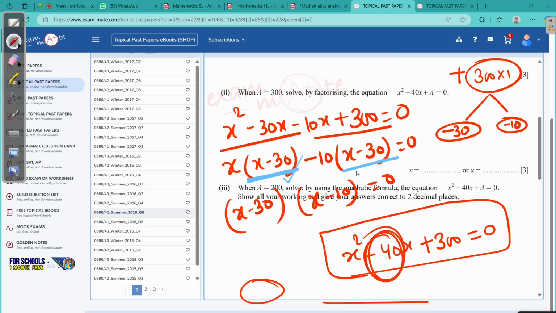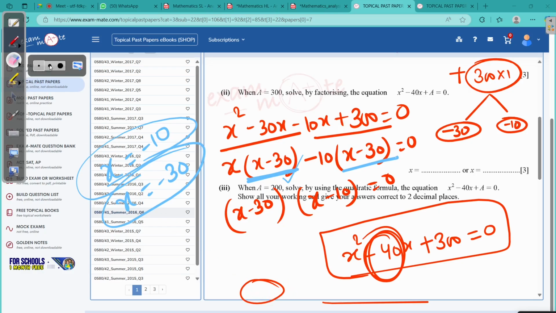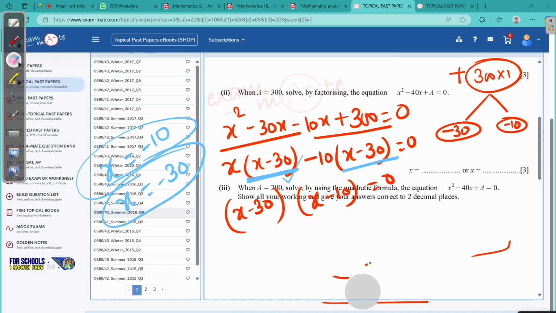So what are the values of x? Does it become x minus 10 and then x minus 30? So what is the value of x? You want to say x equals minus 10 and x equals minus 30? You want to say this? Are you sure? Should I lock it? No, 30 and 10. 30 and 10.